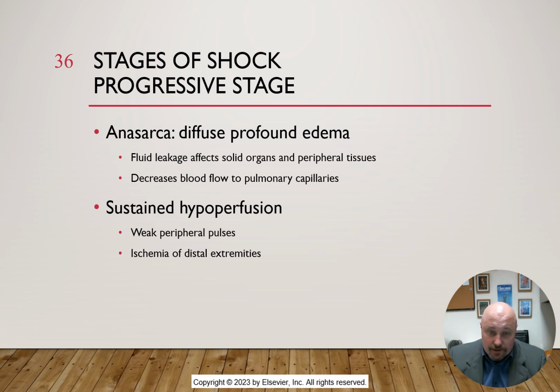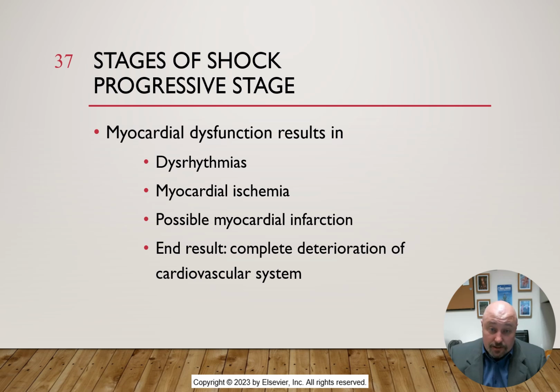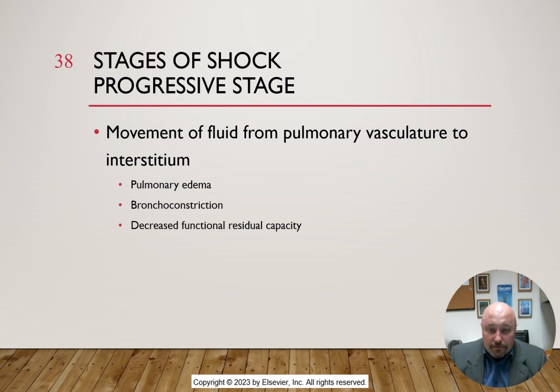It also causes decreases in blood flow to pulmonary capillaries. Sustained hypoperfusion can lead to weak peripheral pulses and eventually ischemia of the distal extremities. Within this stage, myocardial dysfunction can result in dysrhythmias, myocardial ischemia, possible myocardial infarction, with an end result of complete deterioration of the cardiovascular system. The movement of fluid from the pulmonary vasculature to the interstitium results in pulmonary edema, bronchoconstriction, and a decreased functional residual capacity.